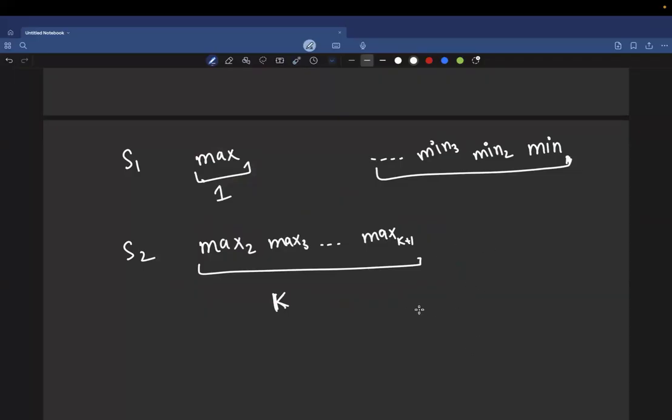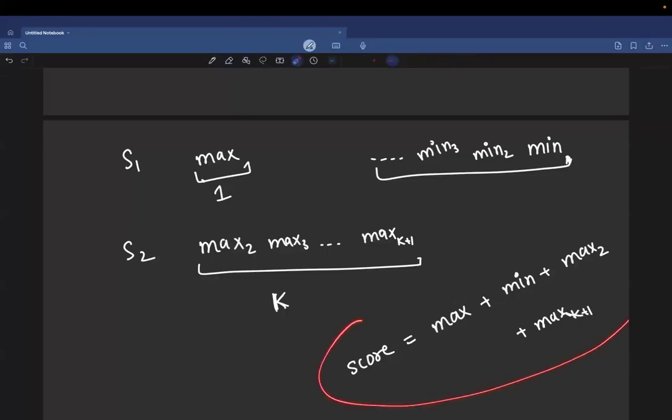So our score in this case is nothing but, we can say that the score would always be equal to the maximum plus the minimum guy plus the second max guy plus the k plus 1th max guy. Now you will obviously doubt it. You will doubt what the guarantee is that this will always give me the best answer.